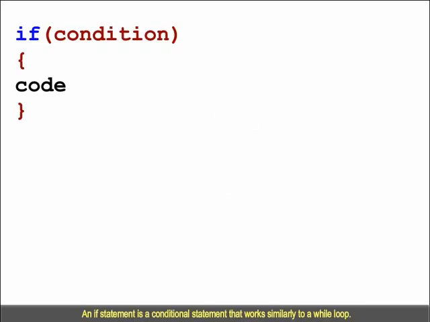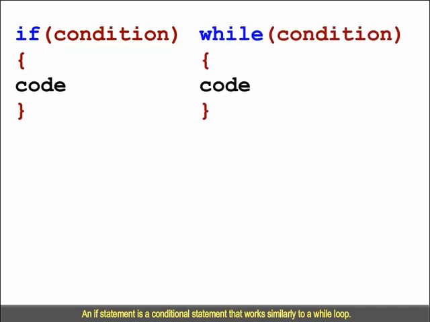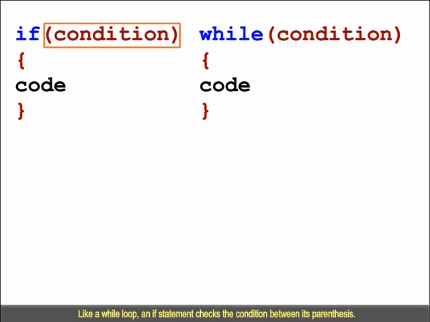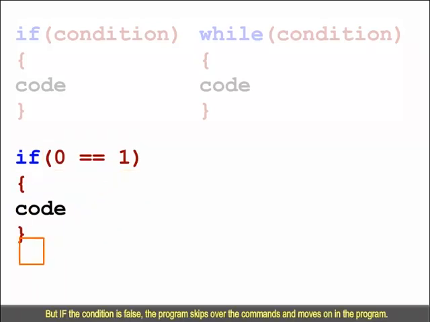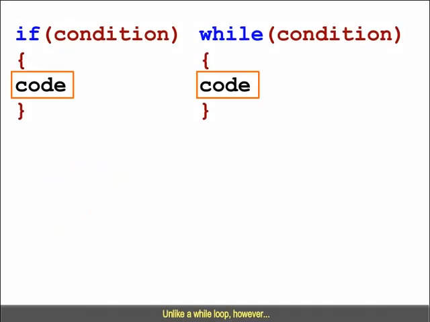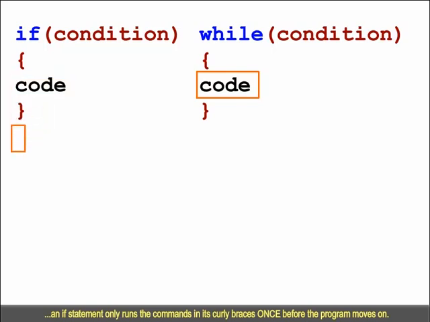The keyword here is if, a conditional statement that will allow us to implement these behaviors in Robot C. An if statement is a conditional statement that works similarly to a while loop. Like a while loop, an if statement checks the condition between its parentheses. And if the condition is true, the commands in between the curly braces are run. But if the condition is false, the program skips over the commands and moves on in the program. Unlike a while loop, however, an if statement only runs the commands in its curly braces once, before the program moves on.